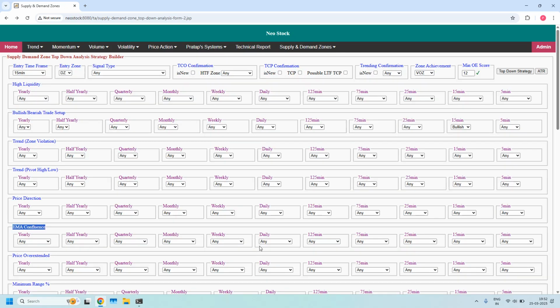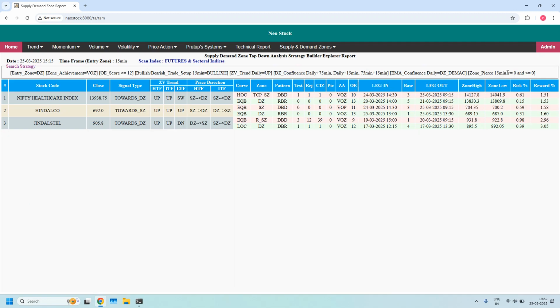In the EMA confluence at a daily time frame, I am checking daily demand zone having daily EMA confluence. At the same time, daily trend should not be sideways. So that's why in the daily I am setting the trend as uptrend, because it is a bullish trade setup. So with these filters, we got 3 stocks. These 3 demand zones are having even more high probability to get success. That is the reason why Jindal Steel already tested.